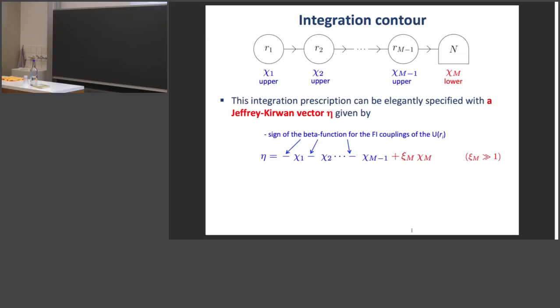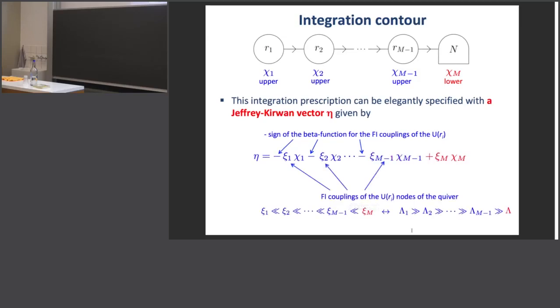And there is an even better way of writing the Jeffrey-Kirwan vector, in which I introduce not only the sign of the beta functions, but also the Fayet-Iliopoulos couplings themselves. This is the Xi1, the real part of the Fayet-Iliopoulos coupling for this node, and so on, which are ordered because of this structure of the quiver in this way, which is another way of saying that the various two-dimensional scales and the four-dimensional scales have this hierarchy, which is a generalization of what I told you before, lambda 1 much bigger than lambda.